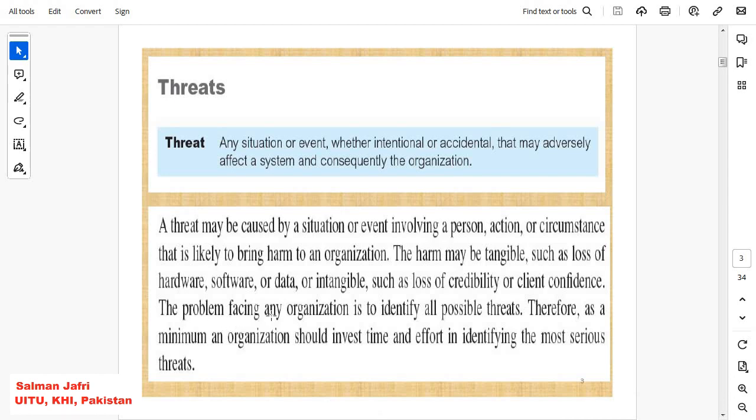So what is the problem? The problem facing any organization is to identify all possible threats. Therefore, as a minimum, an organization should invest time and effort in identifying the most serious threats. Threats might be serious or not serious. So the time, effort and money spent preparing against a threat must justify the cost of the threat. It should not be the case that we are spending thousands and lakhs of rupees on a threat which is bound to cause, let's say, 500 to 1000 rupees damage. That won't be feasible. So plan according to the type of the threat.